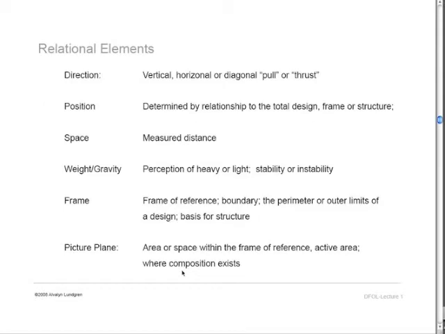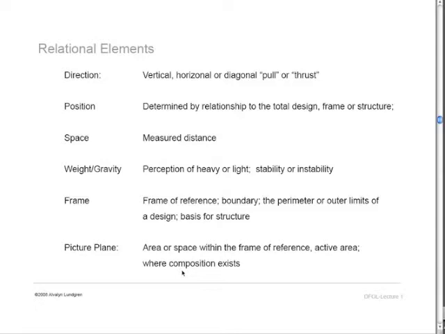Relational elements are the ways we relate the formal elements to each other. One of them is direction. Something is horizontal, vertical, or diagonal. And direction counts for a lot in design. It's a balance issue, it's a movement issue, it's a rhythm issue, and so forth. So direction is really important.